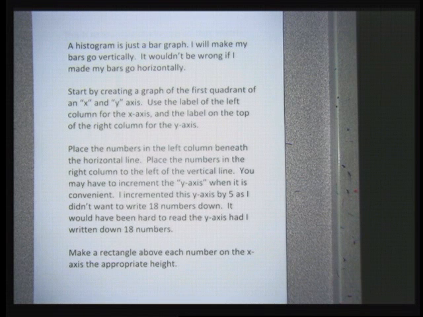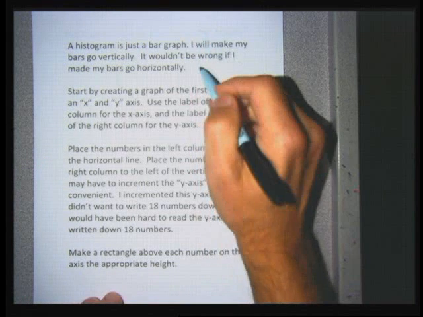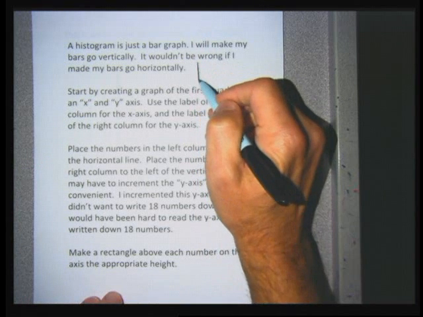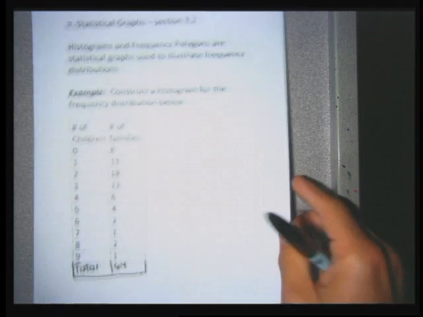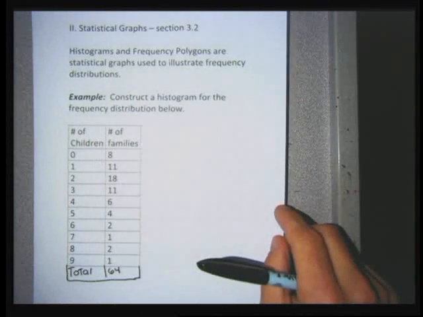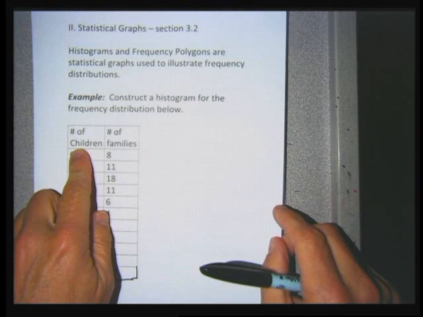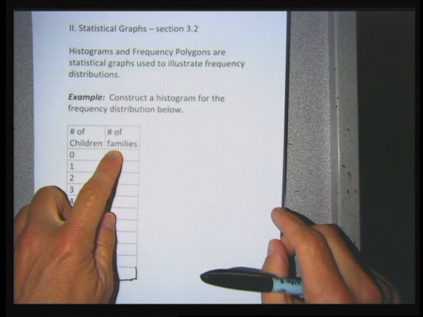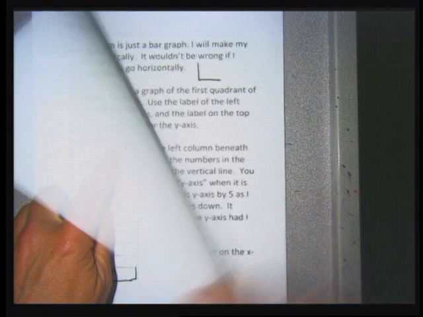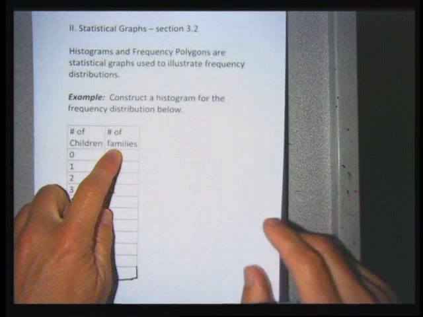And to make a bar graph, I'm going to create an X and a Y axis, but just the first quadrant. And I'm going to label the X and the Y axis with the headers from my frequency distribution. So the X axis I'm going to label number of children, the Y axis I'm going to label number of families, and when I have a little more room, I'll write that in.